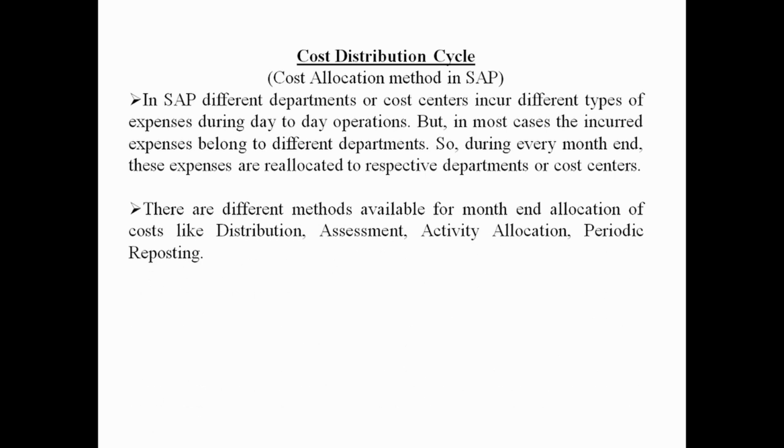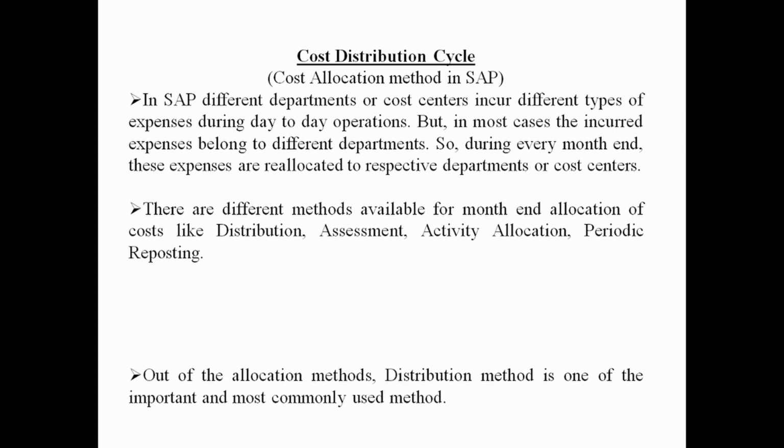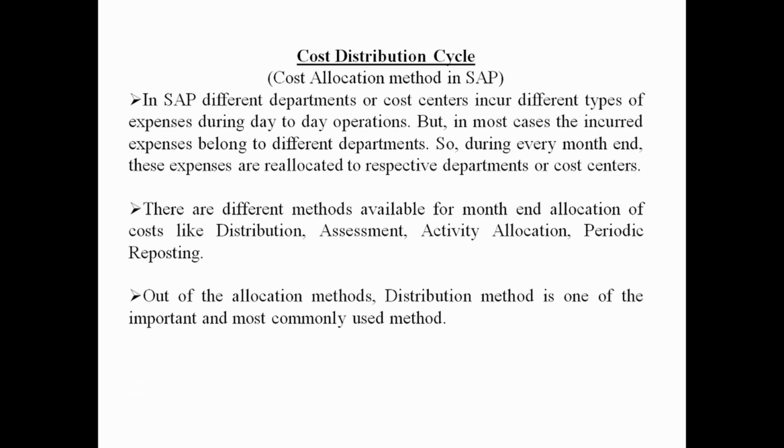There are different methods available for month-end allocation of costs like distribution, assessment, activity allocation, periodic reposting. Out of the allocation methods, distribution method is one of the important and most commonly used method.